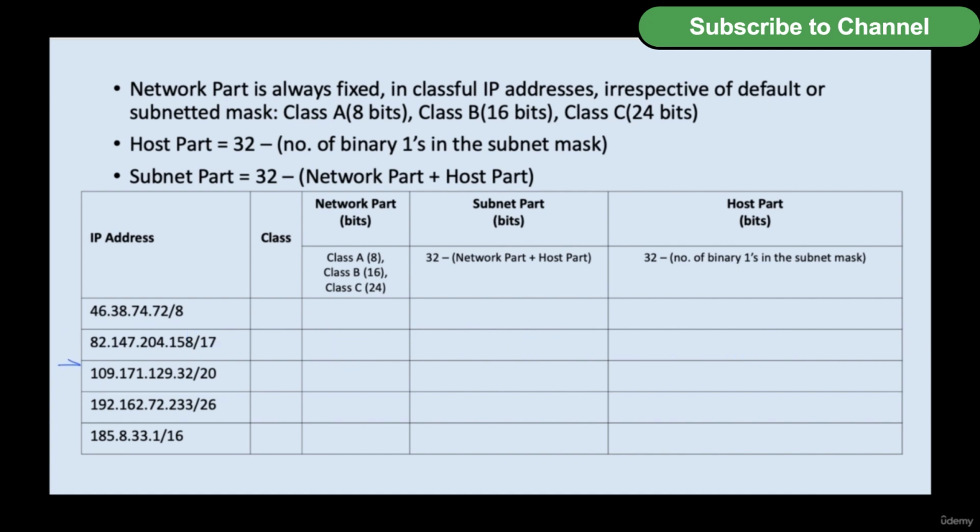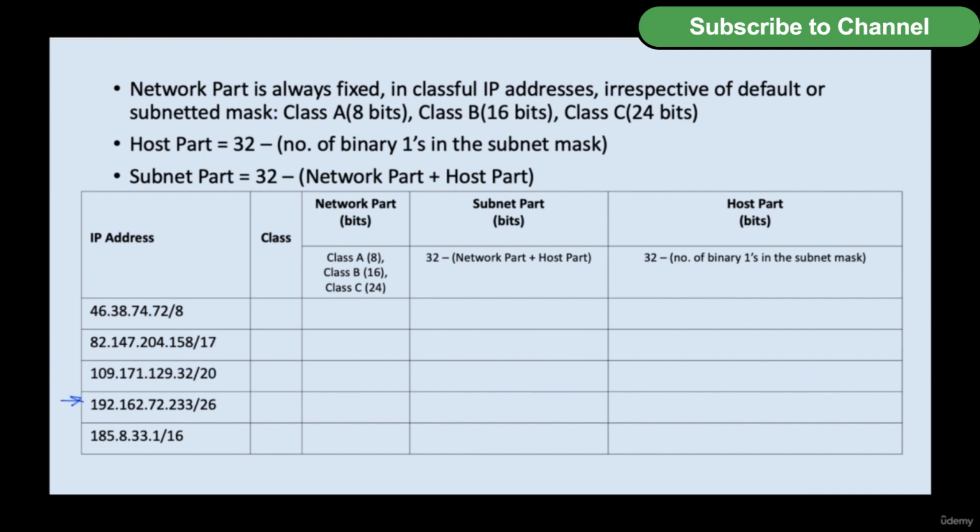Our third example, the class of the IP address is A again. So the network part will be 8 bits. The host part will be 32 minus the number of binary ones. The number of binary ones is 20 here. So 12. The host part is 12 bits long. So 32 minus the network part, that is 8, and the host part, that is 12. So the answer is 12. So 8 plus 12, 20. 20 and 12 altogether 32.